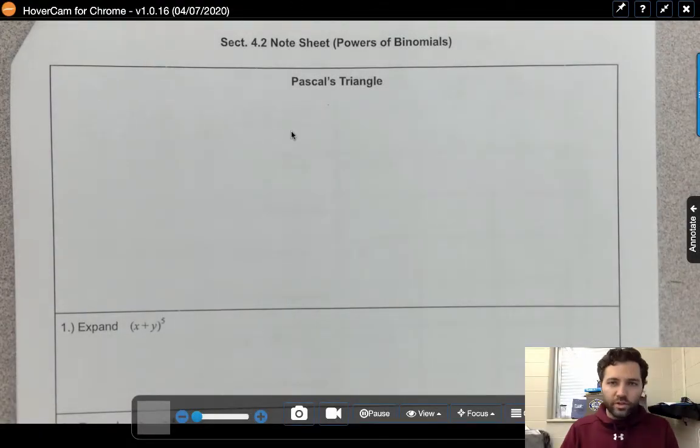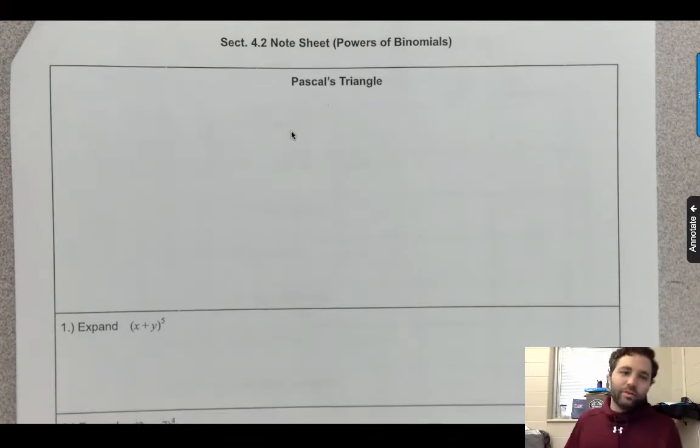Okay, section 4.2, powers of binomials. This is one of my favorite sections in chapter 4. I think Pascal's triangle is just interesting. The patterns in it are interesting. And the power in using it for expanding binomials, I think is interesting. Maybe that's sort of nerdy of me.